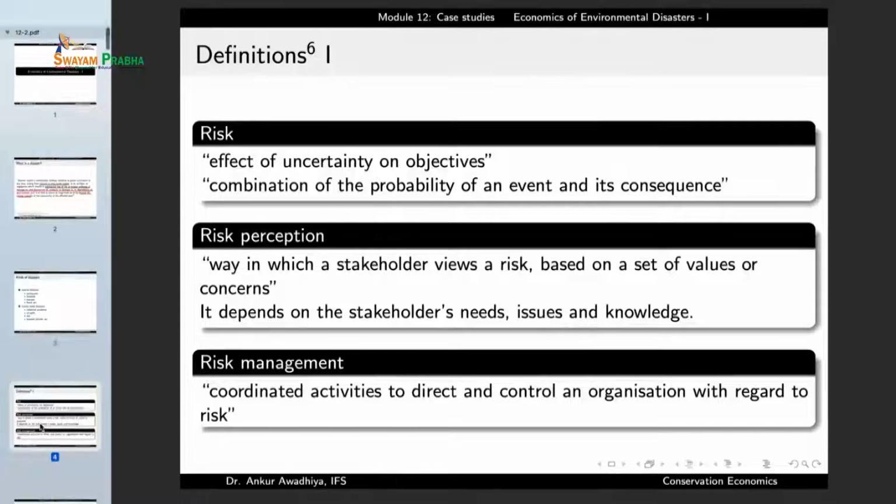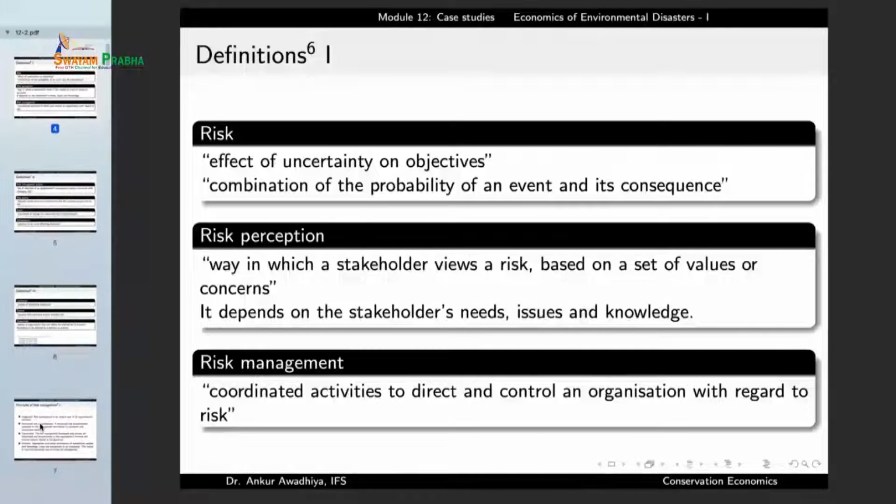Now, in the case of the management of disasters, we have certain definitions. The first is risk. Risk is the effect of uncertainty on the objectives, or a combination of the probability of an event and its consequence. So, risk is a combination of probability of an event and its consequence, which results in an impact on this uncertainty on the objectives of normal management.